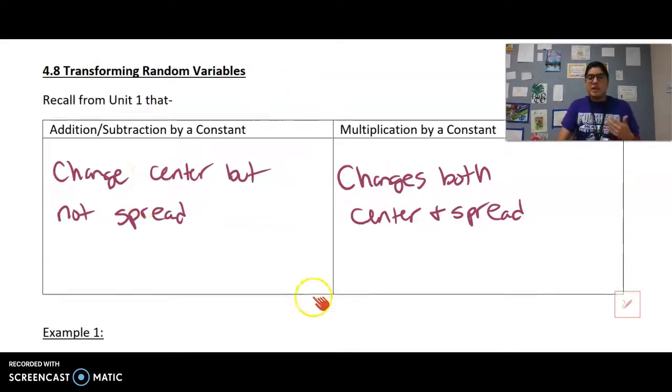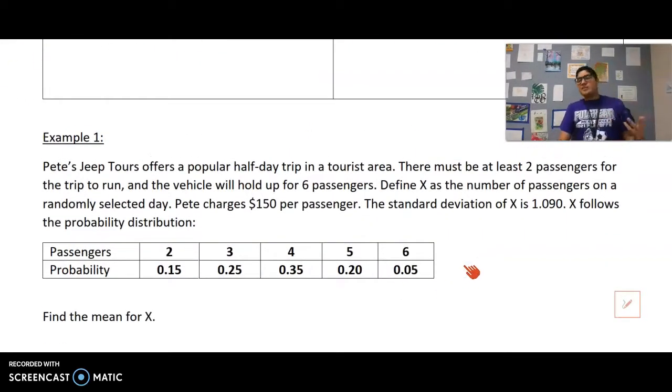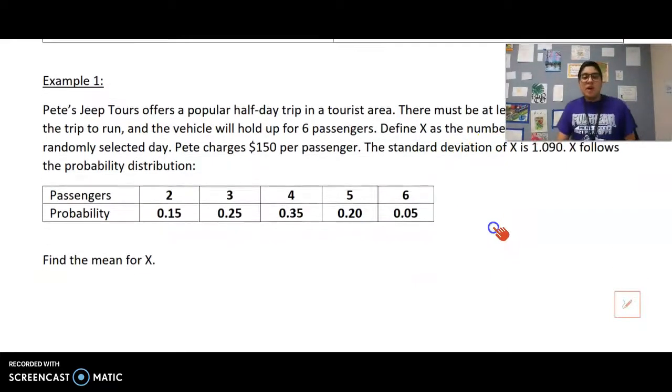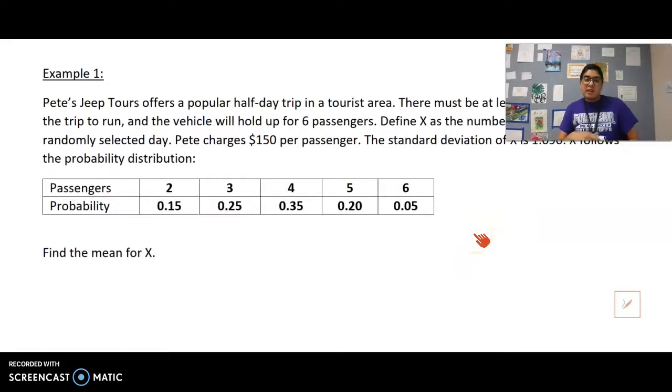So let's take a look at what this might actually look like. Now we're going to go talk to our good friend Pete here. And Pete's Jeep Tours offers a popular half-day trip in a tourist area. There must be at least 2 passengers for the trip to run, and the vehicle will hold up to 6 passengers. Define X as the number of passengers on a randomly selected day, and Pete charges $150 per passenger. And also the standard deviation of X is 1.09. X has the following distribution. Probability that there will be 2 customers is 0.15, and the probability that there will be 4 is 0.35.